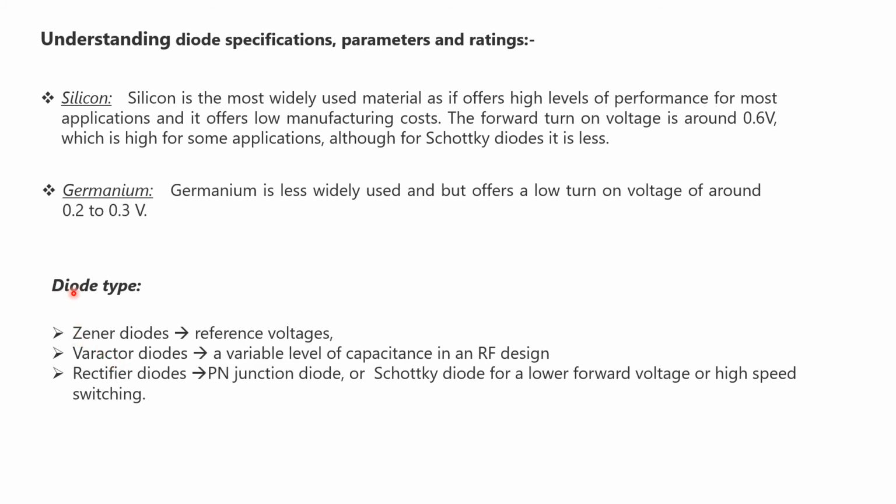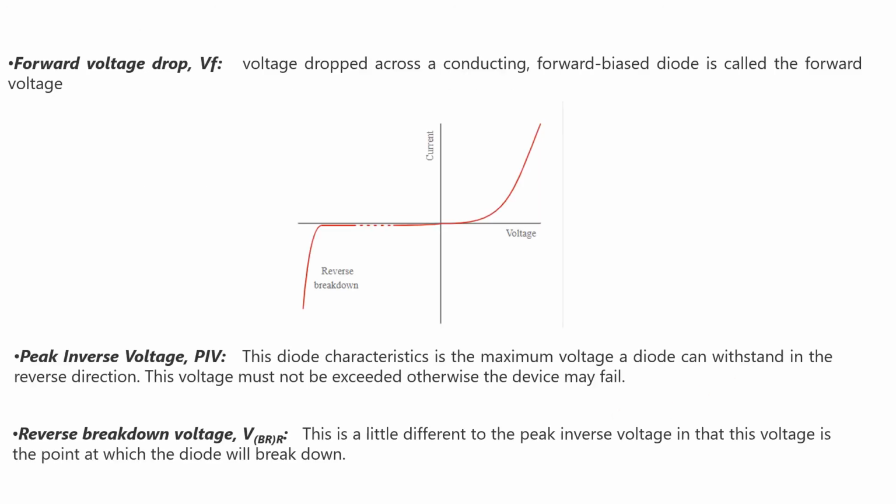There are multiple diodes that I have already discussed. Some applications: a Zener diode is generally used for reference voltages. A varactor diode provides a variable level of capacitance in RF design. Rectifier diodes, just before I explain, are PN junction diodes or Schottky diodes, which we are going to use in most switch mode power supply applications, and these are for very high speed switching.